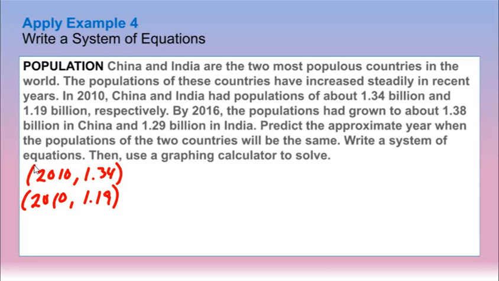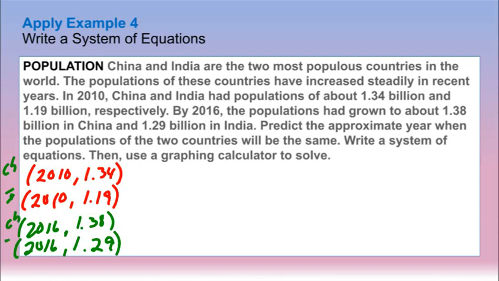And the other point we'll use is the 2016 numbers. China in 2016 was 1.38, and India was 1.29. So those are our 2 points that we want to use. We want to go from one point to the other. So this would be China, India, China, India.